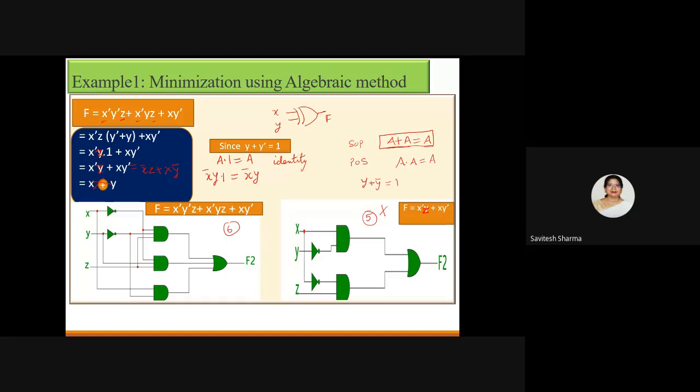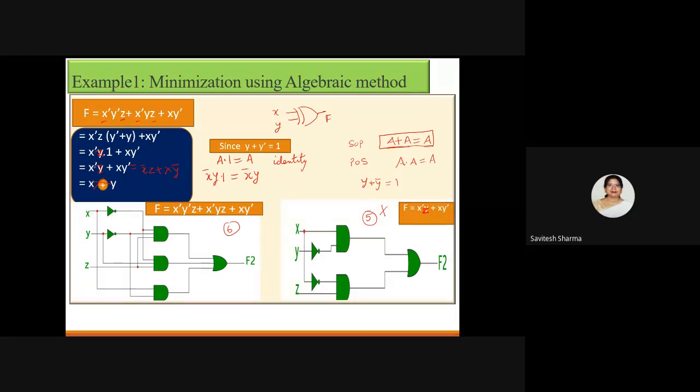This I will do again. Okay. So this is your duty. You should see and you should point out. So here, whatever I am showing you, you see that in the first step I said I am taking common x complement z, and I am removing the y by applying the law y plus y bar, and it is 1.